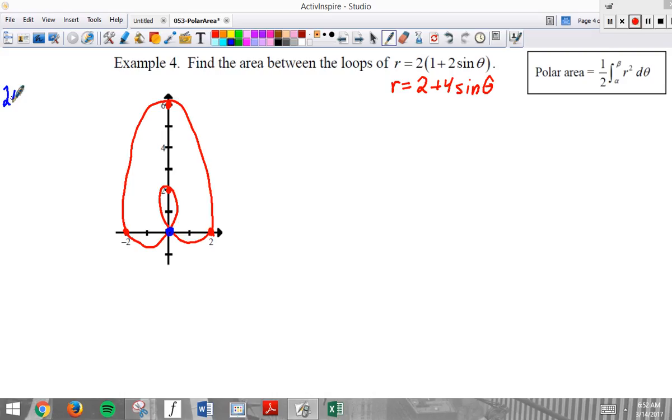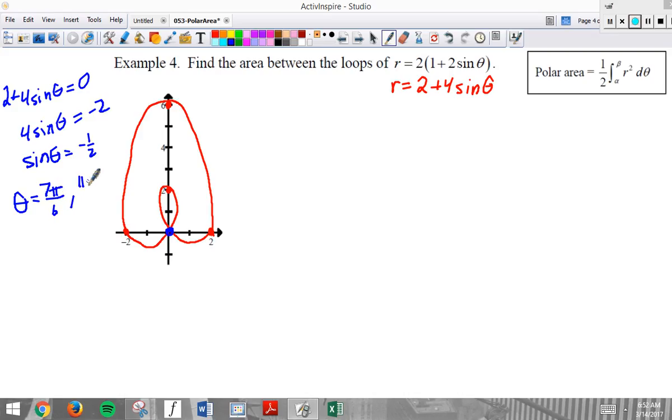So that's 2 plus 4 sine theta equals 0. 4 sine theta equals 0. Oh, sorry, equals negative 2. Oh, look, it's the same number. So sine theta equals negative 1/2. There's two angles. What are those two angles? It should be 7 pi over 6 and 11 pi over 6. Both the third quadrant and the fourth quadrant angle.